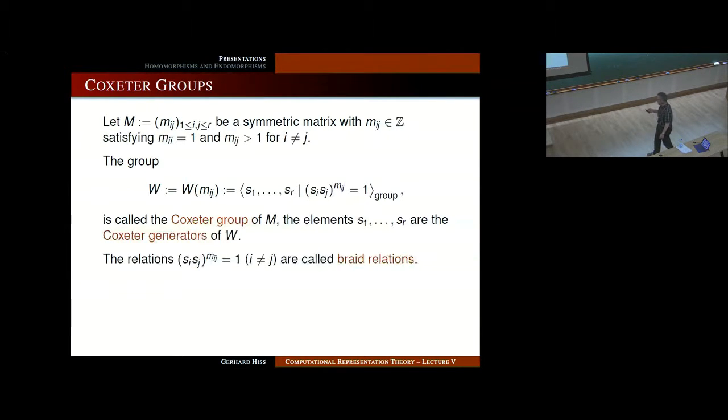So these relations are called the braid relations because in view of the fact that the Si have order 2, so Si is equal to Si to the minus 1, you can write them in this way, Si, Sj, Si, up to however many there are. Mij is the same relation, but with the roles of i and j exchanged. So these are called braid relations.